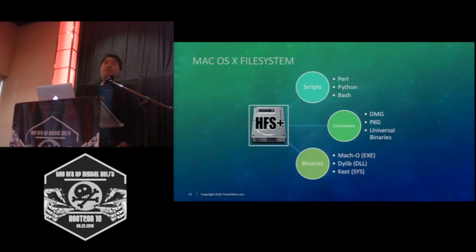And next you have the universal binaries or the fat binaries. The fat binaries are what make it possible to support multiple architectures. And of course you have the Mach-O binaries. The Mach-O file format is the one used for executable binaries in Mac. And if you're looking for the DLLs and SYS files in Mac, they are basically the dylib and the kexts, or kernel extensions.